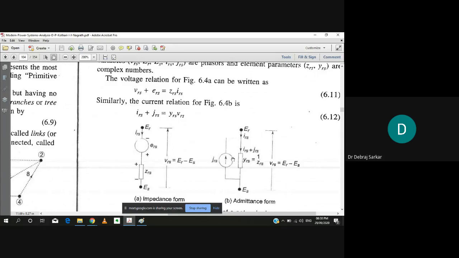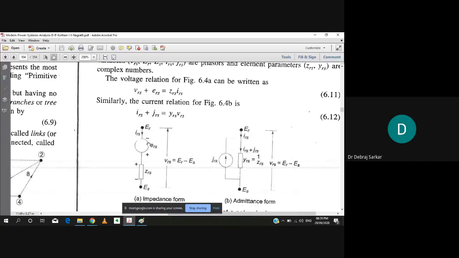Next, this is one more combination. JRS and this YRS are in parallel. Again a current IRS is flowing from ER to ES, but now JRS is coming inside. So the current through the admittance would be IRS plus JRS. Hence I can write IRS plus JRS equal to YRS VRS.